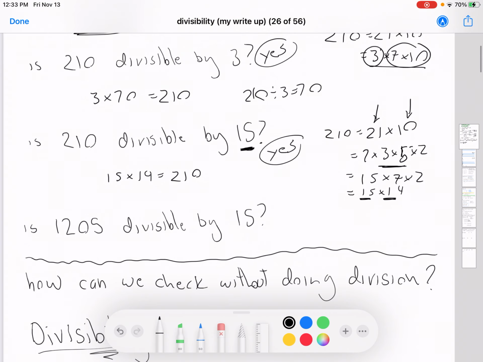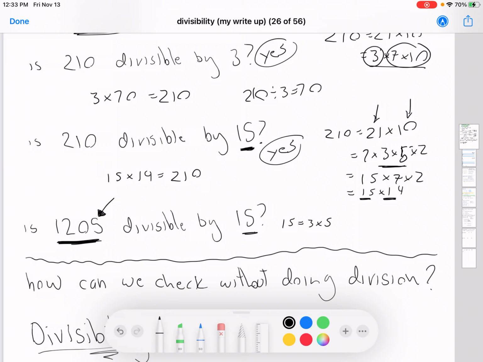Now, let's try another one. Is 1,205 divisible by 15? So then we'd have to think about it. And it's like, well, this ends in a 5. So I know that it's divisible by a 5, because, right, 15 is equal to 3 times 5. So the idea is, if I could say this is divisible by 5 and divisible by 3, well, then I know it's got to be divisible by 15.